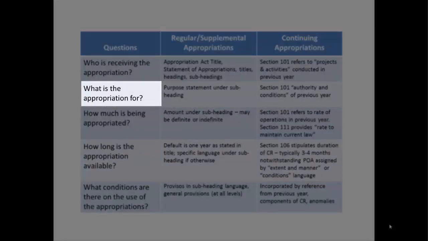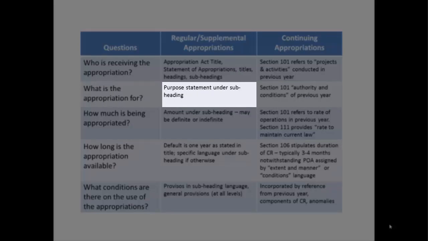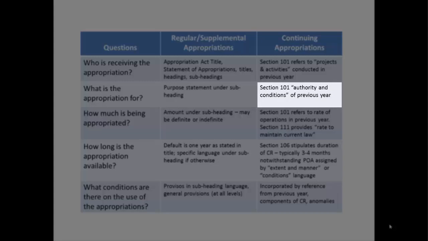Question 2, what's the appropriation for? In regular and supplemental appropriations, the purpose statement is typically the prepositional phrase that leads off the appropriating language in the unnumbered paragraph, with such words as for carrying out, or for necessary expenses, or for making payments, and so forth. To find the purpose in a CR, again, we have to follow our roadmap back to the appropriate reference in the previous year.